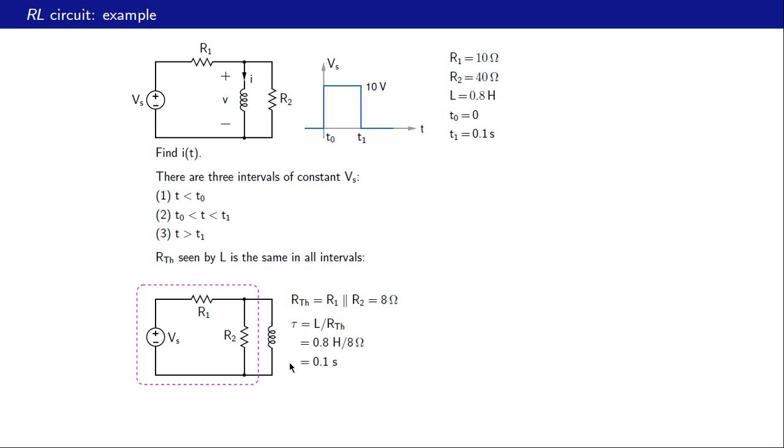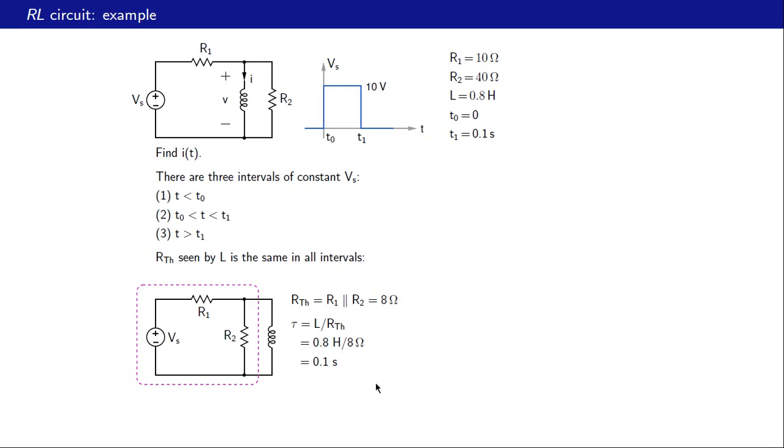So the Thevenin resistance seen by the inductor is the same in all 3 cases. And how do we find that? We deactivate the voltage source. That means we short this voltage source. And then R1 and R2 come in parallel. So RTh is simply R1 parallel R2. That turns out to be 10 parallel 40 or 8 ohms. Then the time constant is given by L divided by RTh. Our L is 0.8 Henry. RTh is 8 ohms. So therefore the time constant is 0.1 second.